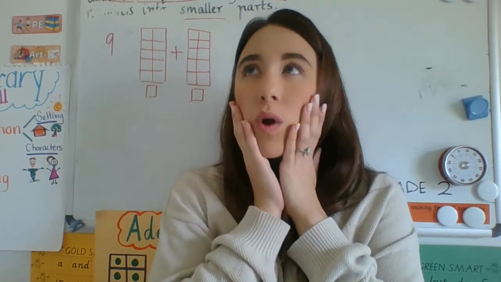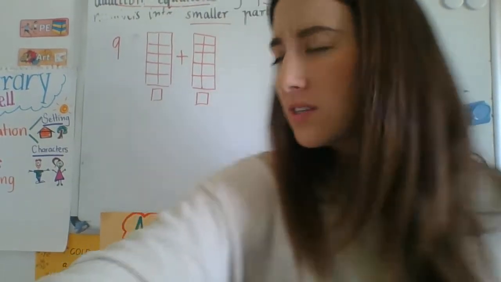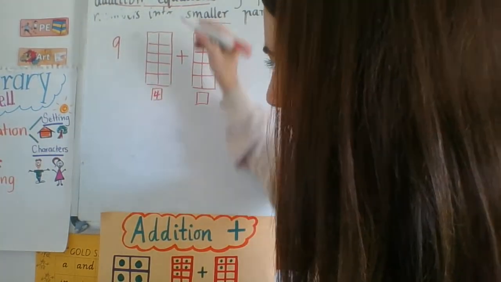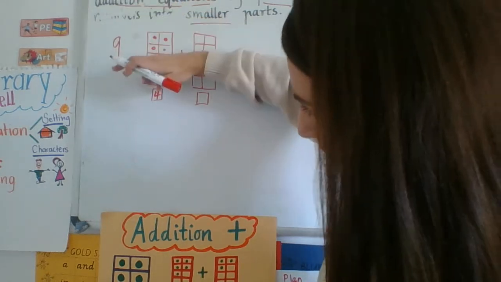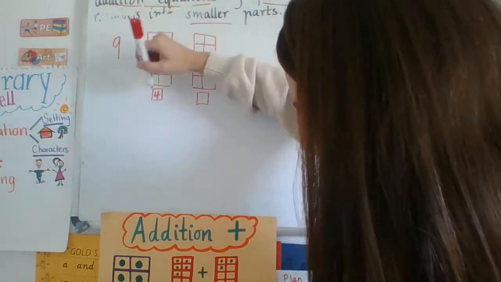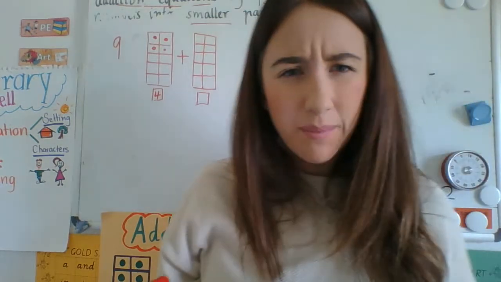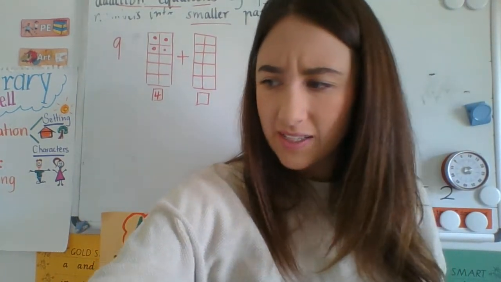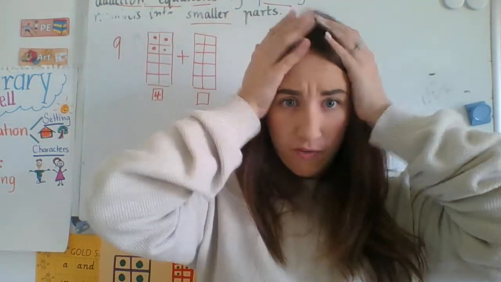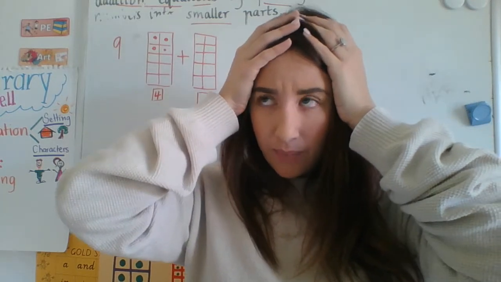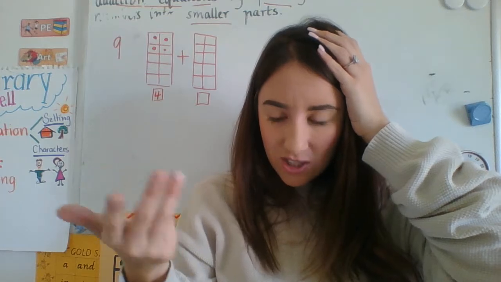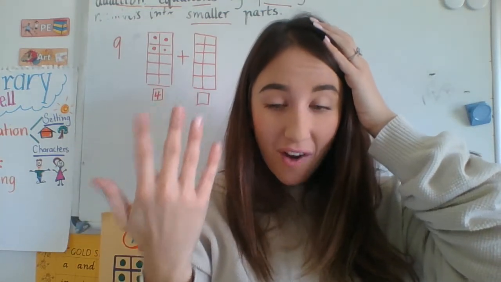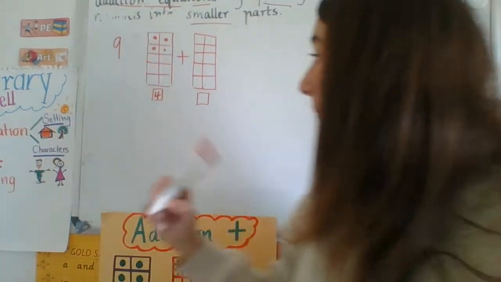I'm going to start with 4, okay? Start with 4, and I'm going to draw 4 on my tens frame. 2, 3, 4. That looks like 4. Okay. Now, how many more do I need to get to the number 9? Let's think about this. I've got 4. Count with me. 5, 6, 7, 8, 9. So I need 5 more to get to the number 9.